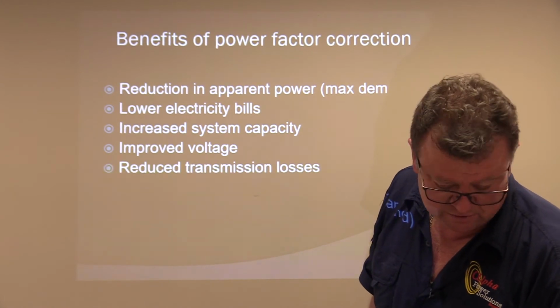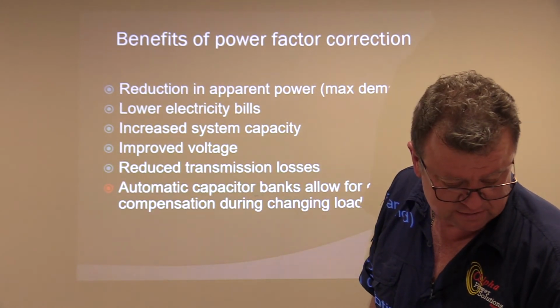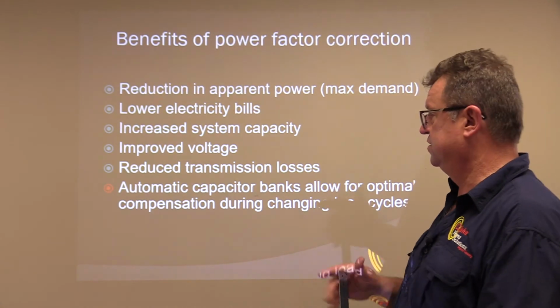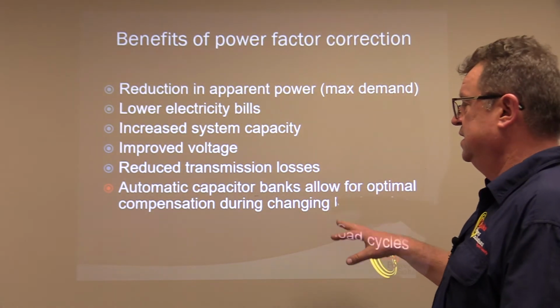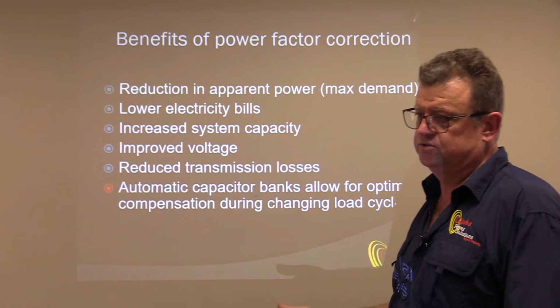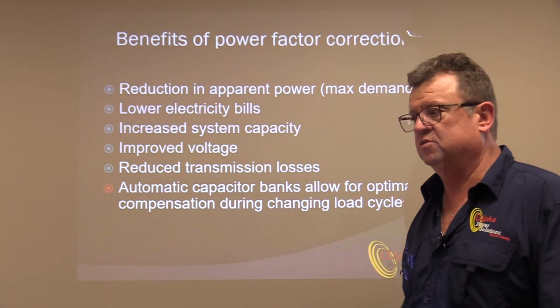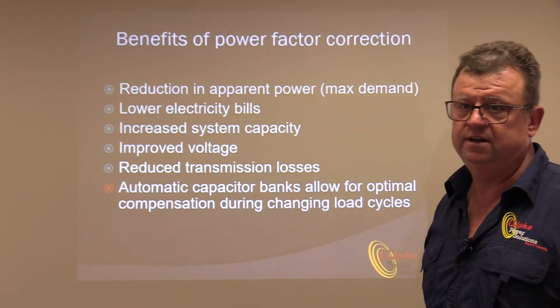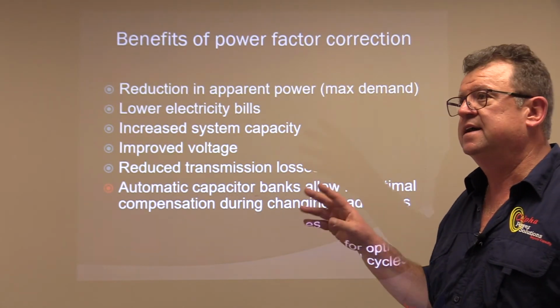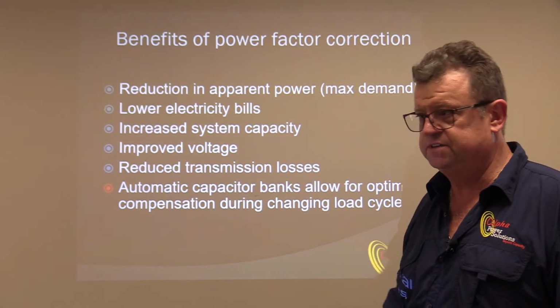Okay, we spoke about reduced transmission losses. And then automatic power factor correction panels are usually the way to go. What I'm trying to say is that you can also install capacitors directly on motors. That is applicable in very specific situations.